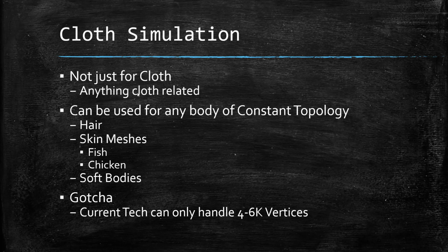Now, this technique that we're going to show you is not just for cloth. It's beyond anything cloth related. The only thing that you need in this scenario is a constant topology. That means you can have hair, skin meshes, soft bodies. I've seen fish, I've seen chicken animated like this, lots of birds. There was a flock or a herd of chickens in the last Uncharted game that was all created using a vertex cache dynamic simulation, and it was a very, very useful tool.